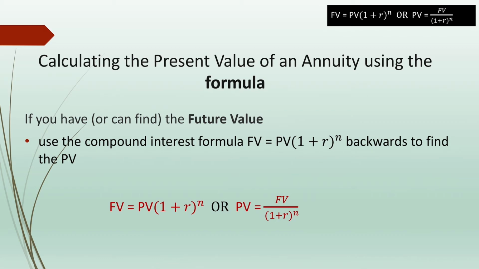So if we're wanting to calculate the present value of an annuity using the formula, we can do this if we have or know the future value. So if you know the future value, you can find the present value of an annuity. And we can use this rearranged formula to do that.